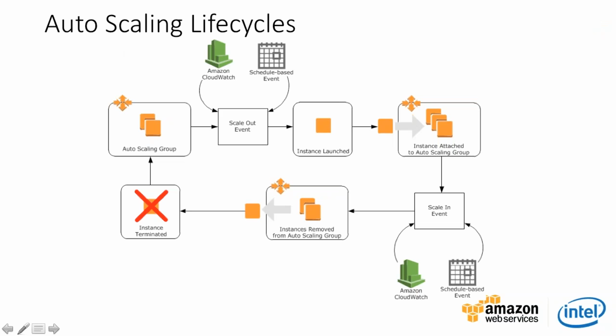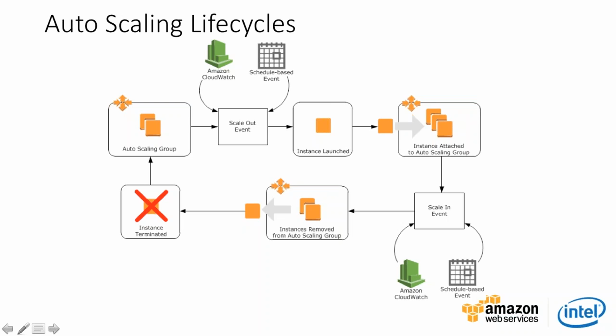You have an auto-scaling group, and based on a CloudWatch metric or a schedule-based event, a scale-out event happens, which means the auto-scaling service will launch a new instance, a bunch of bootstrapping will happen, and it will join the auto-scaling group. Now it has joined an auto-scaling group under an elastic load balancer, and it is serving traffic. Now, because of another metric, a scale-in event is called, which means the auto-scaling service will remove one of the instances from the auto-scaling group and terminate it.